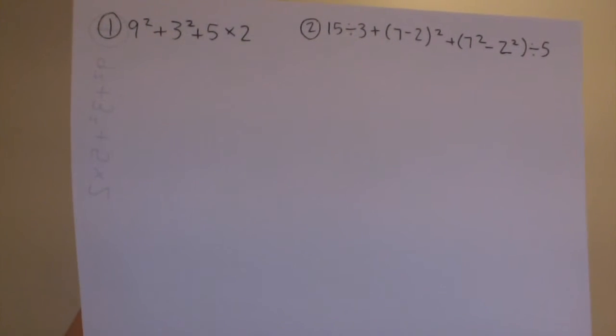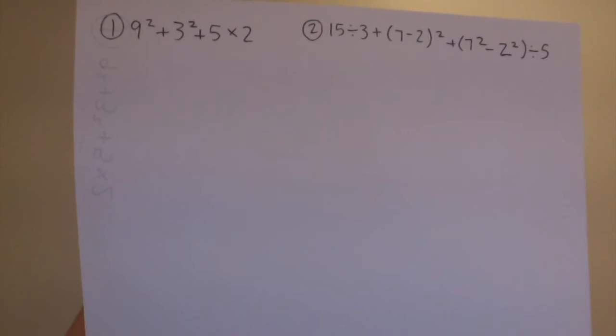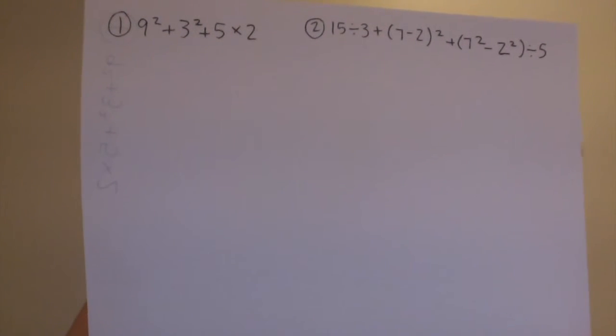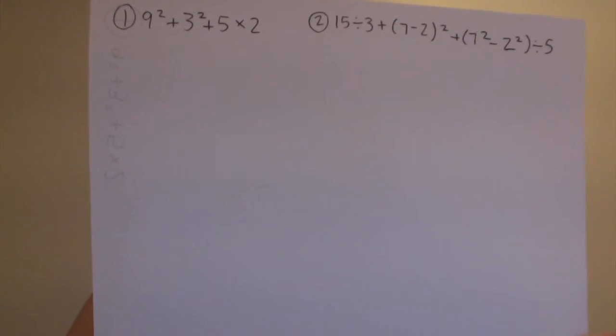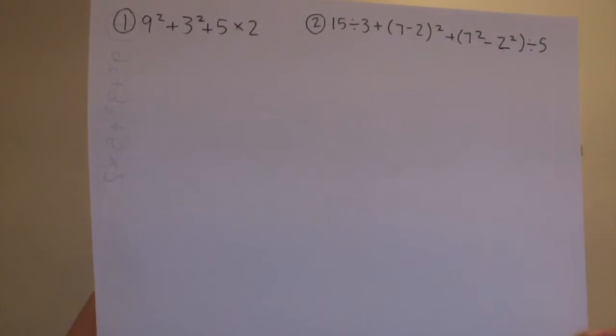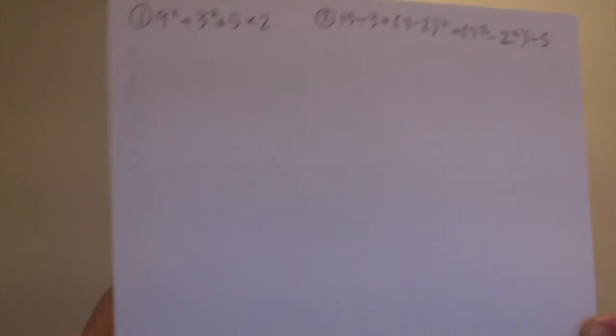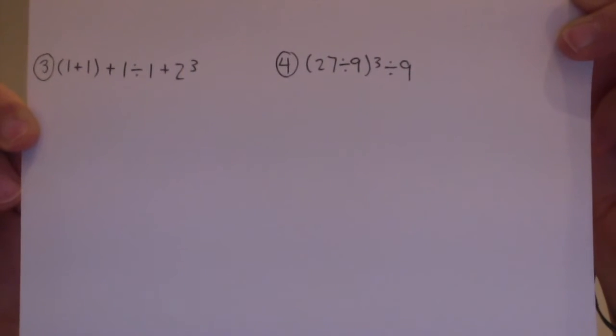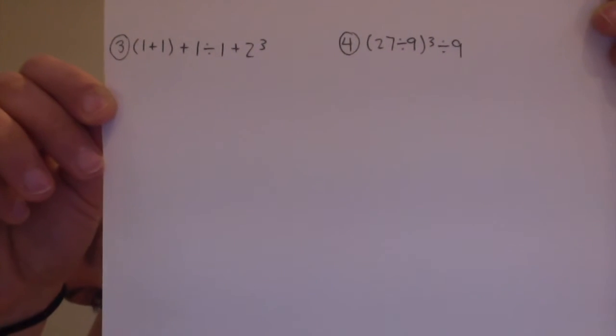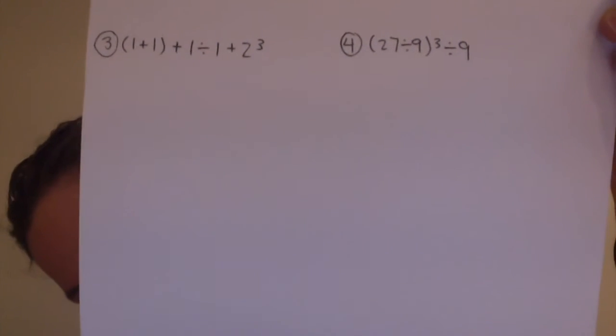So now we just need to test to make sure that you know how to do order of operations. So if you want to pause and copy these down, these two and these two. And I will put solutions at the end.